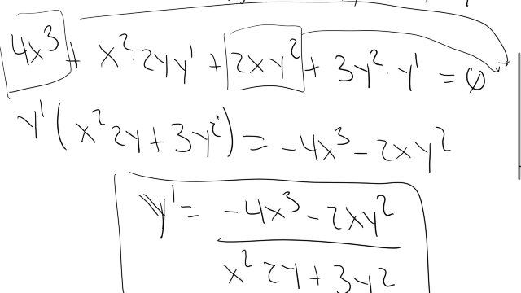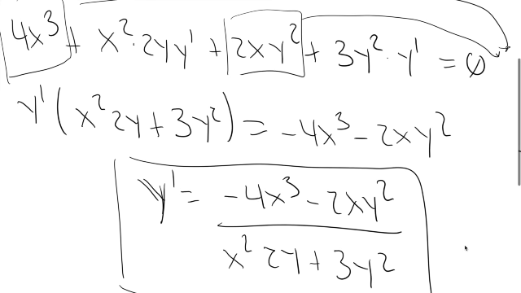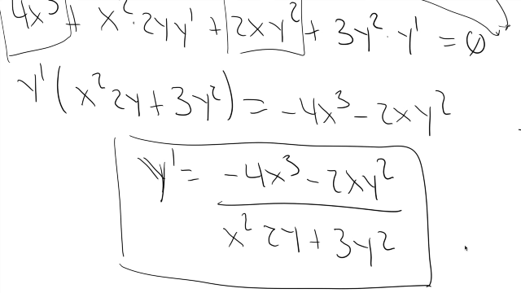Once I have it in this format, all I need to do is send down as a denominator on the other side whatever is multiplying y prime. So y prime is going to be equal to negative 4x^3 minus 2xy^2, which is the top, divided by what is on the bottom. Then in this case, it's going to be x^2 + 2y + 3y^2. And that is the solution for that particular problem.